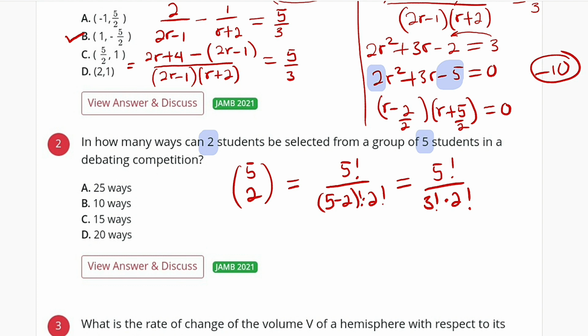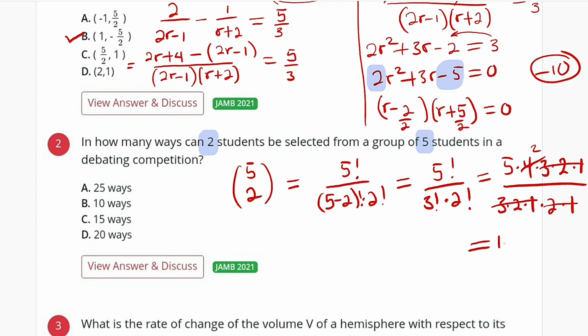5 factorial means 5 times 4 times 3 times 2 times 1. This is 5, 4, 3, 2, and 1, divided by 3, 2, 1, then 2, 1. For cancellation, from 3 down to 1, we'll cancel this. 2 times 1 is 2, which goes into 4 2 times. All we have is 5 times 2, which is equal to 10. And from the options, you can see it is option B.